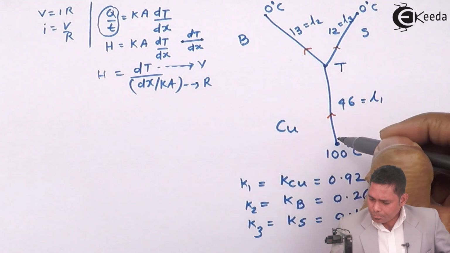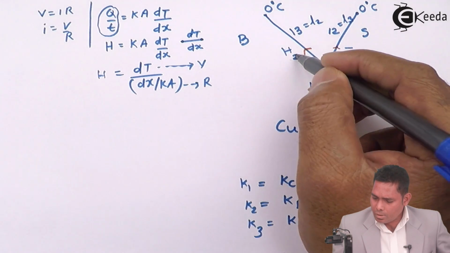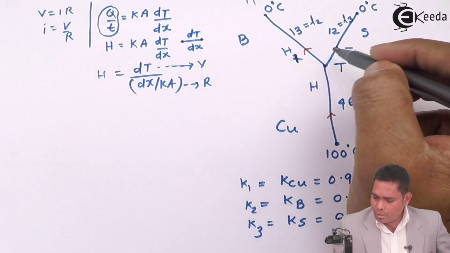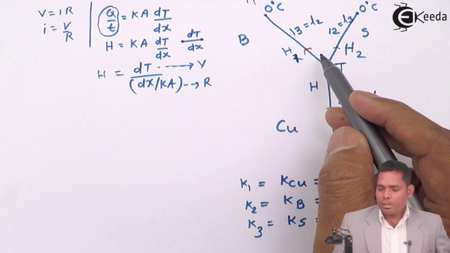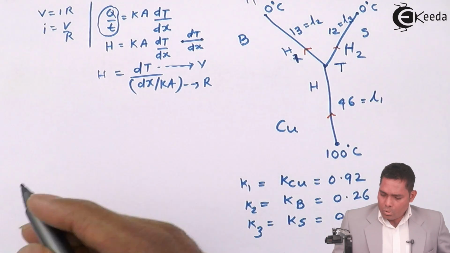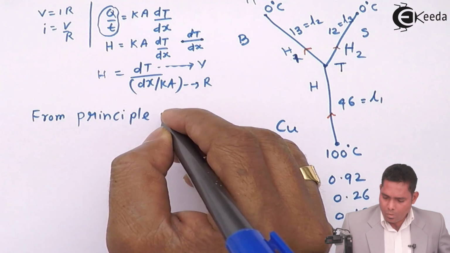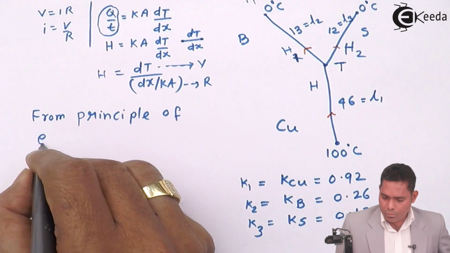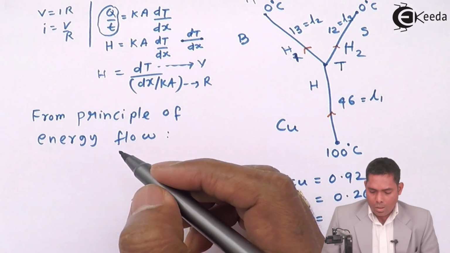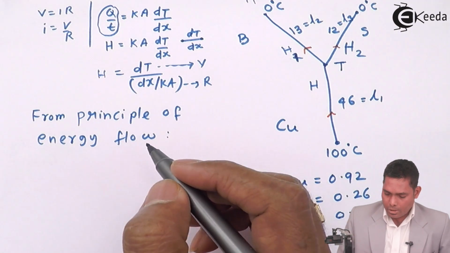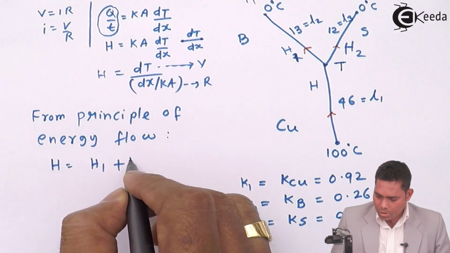So let us say that the heat flowing in is H, and going out, on this side is H1, because I consider this as 1, and this side is H2, as I consider this as 2. So from the principle of energy flow, I can write that H is equal to H1 plus H2.